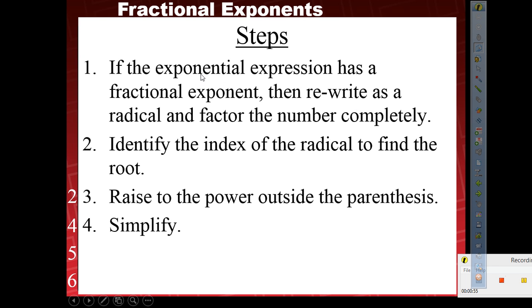It says, if the exponential expression has a fractional exponent, then rewrite as a radical and factor the number completely. Identify the index of the radical to find the root. Raise the power outside the parentheses and simplify. Copy that, please.